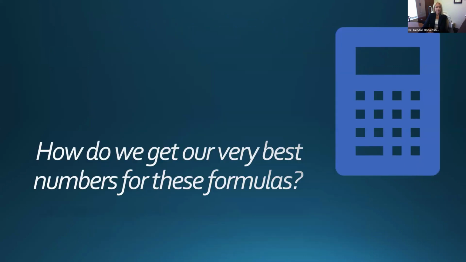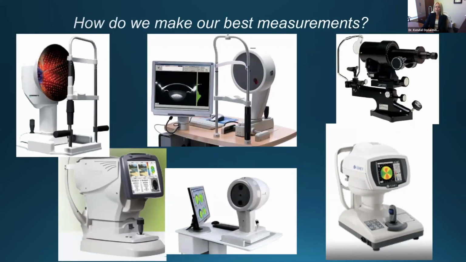So how do we get our very best numbers for these formulas? There are lots of different ways to measure the corneal surface. We can see here just a bunch of different topographic and tomographic devices. We've kind of gone from topography, which is a 2-dimensional way to measure the cornea, now to 3-dimensional devices called tomographic or tomography devices, which give us that 3rd dimension in the cornea.